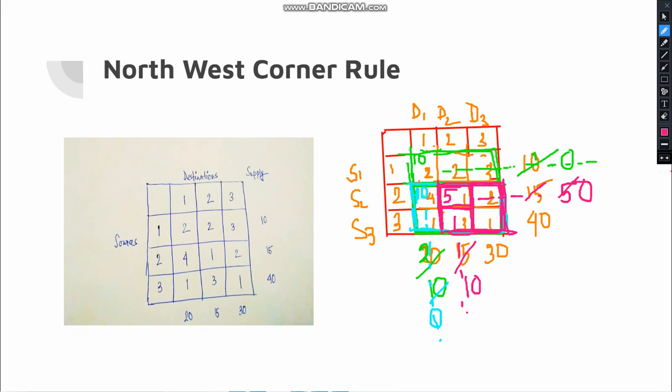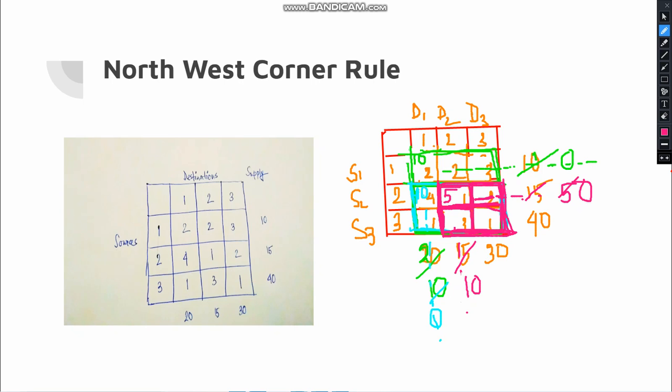We can't just allocate here. Actually this cannot be done. This 10 is still remaining, so this row is exhausted. So this is the remaining part. Please concentrate. This is the remaining part.